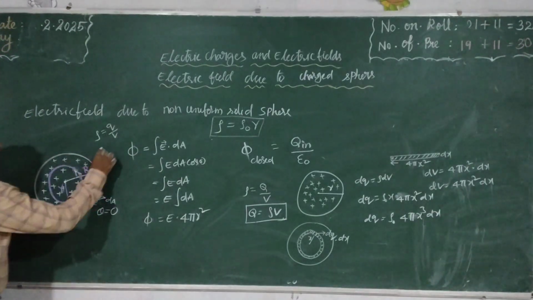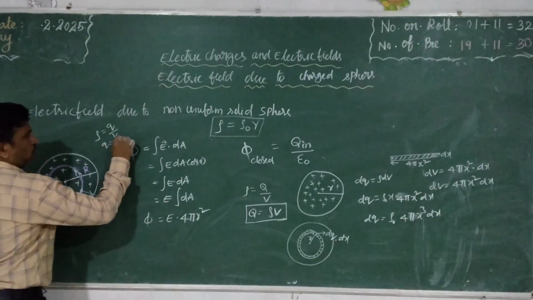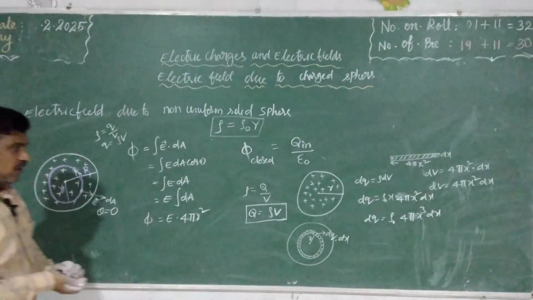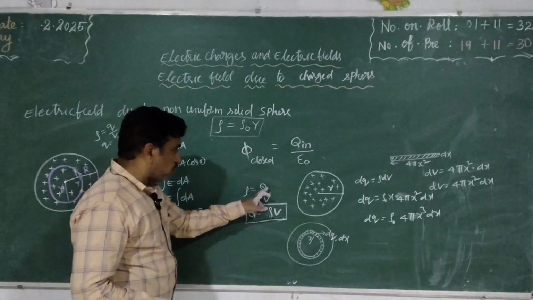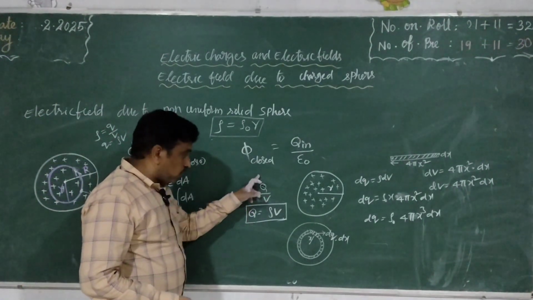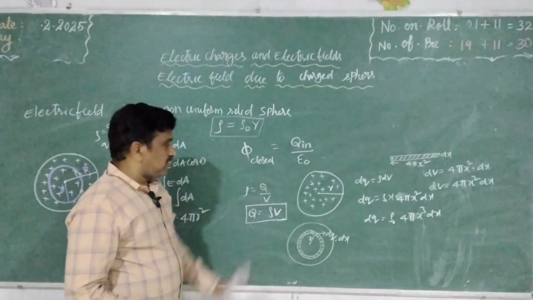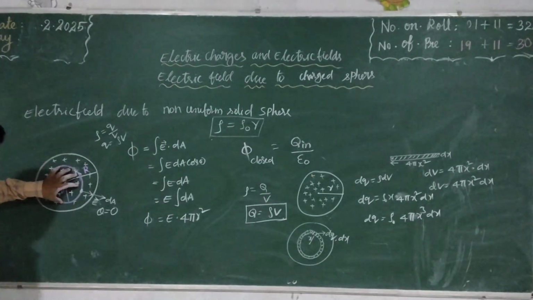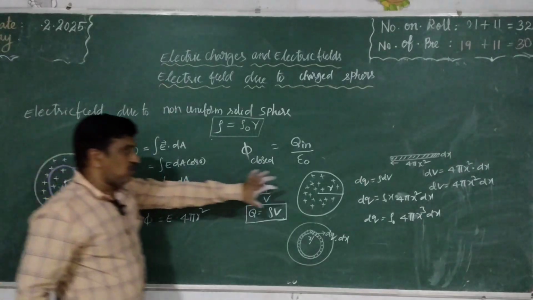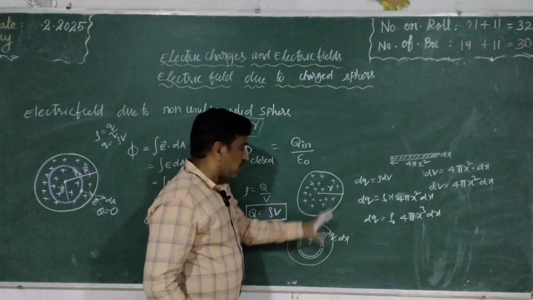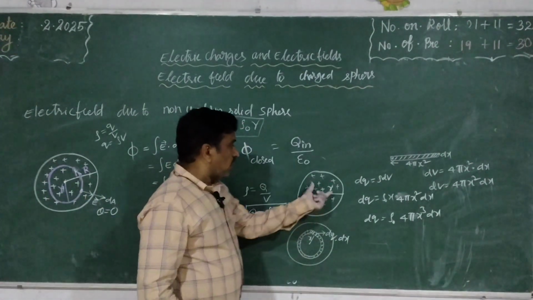So from that, what can we write for q? q equals rho v. Volume charge density equals q by v, so q equals rho v. But here, this sphere is the Gaussian sphere, and its radius is smaller. So in this case, what can we take now?